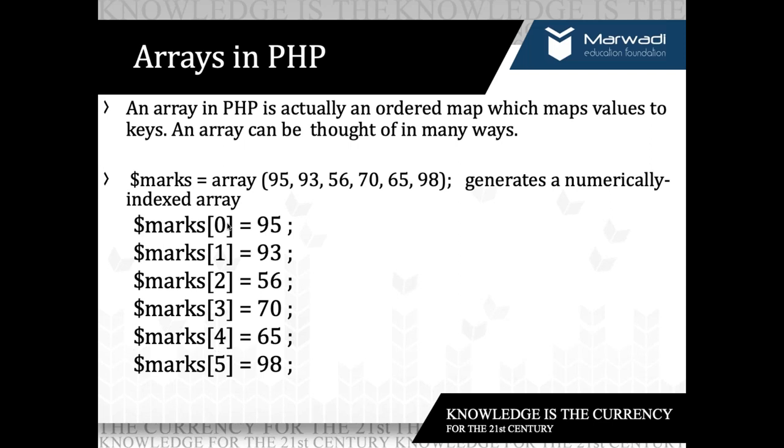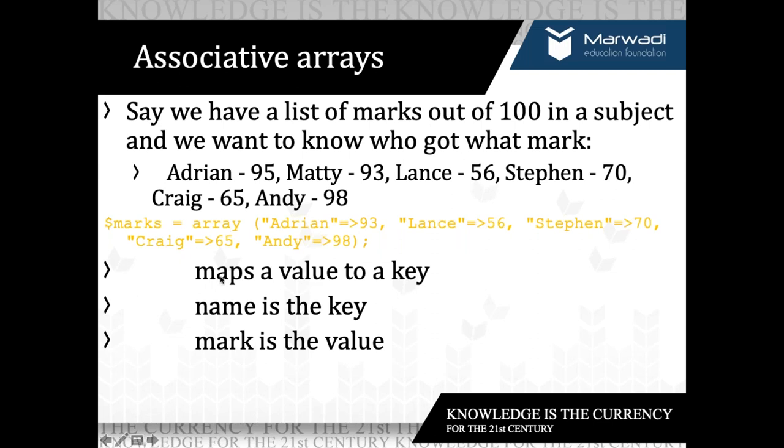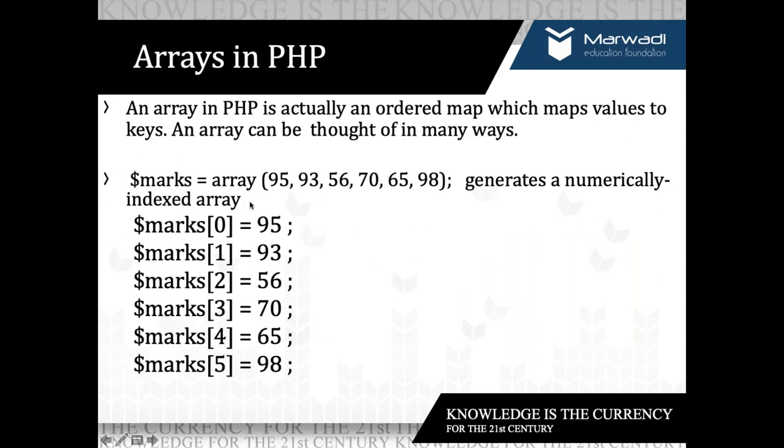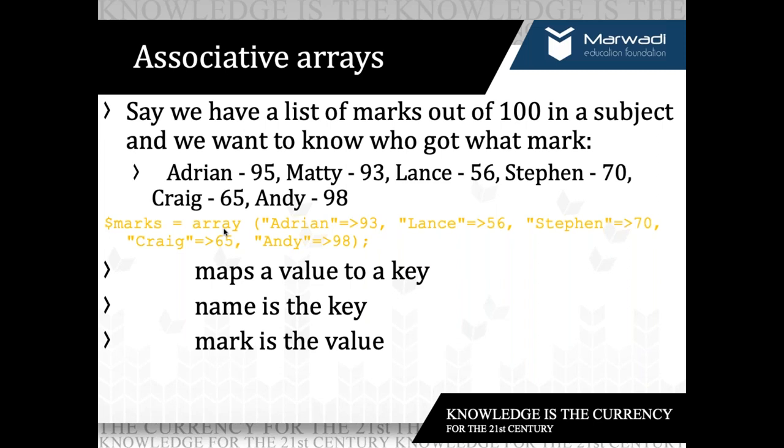Now what exactly is the associative array? In the associative array, you can map a value to a key. So what do you mean by the key? Let's get back one more time to the indexed array. When we talk about the indexes like 0, 1, 2, 3, and 4, basically, this is the key, and the values are always mapped with the key. In the associative array over here, the names of the students are the keys: Adrian, Lenz, Stephen, Craig, and Andy. And the marks 93, 56, 70, 65, 98 are my values, and those values are supposed to be associated with the key. That's the basic fundamental.